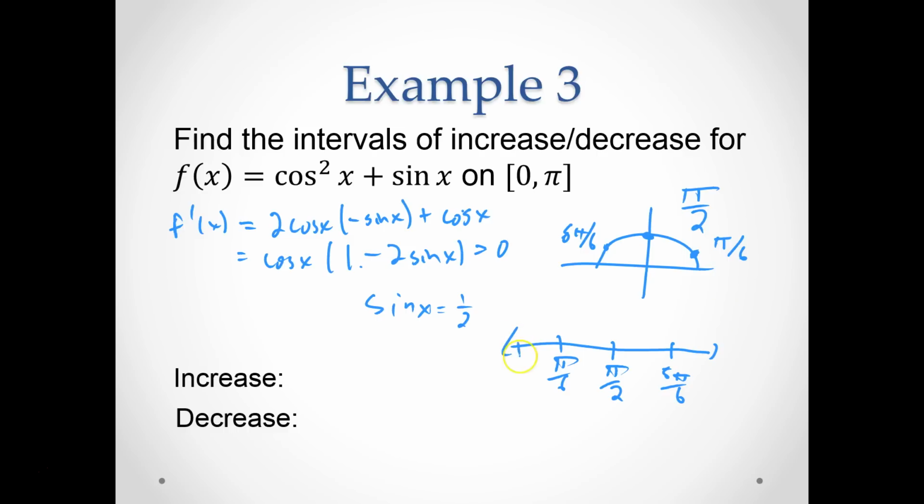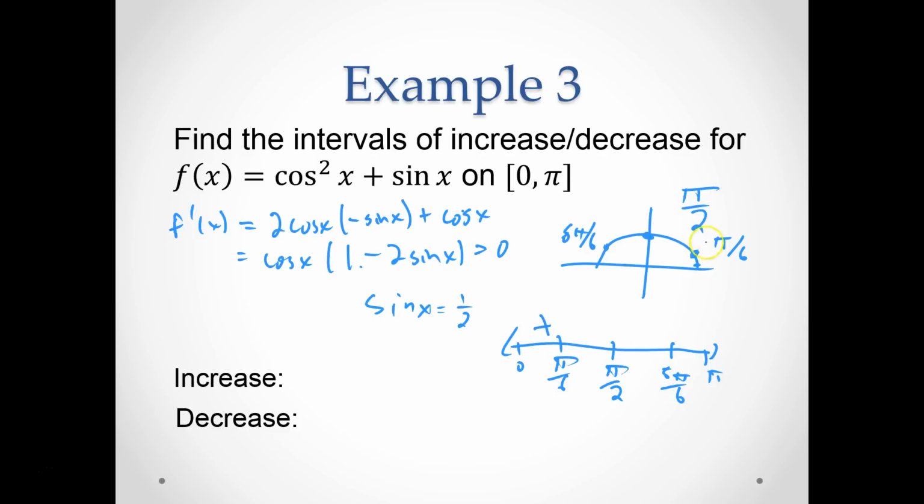So we start at 0 and we end at pi, so we have to check all those intervals in between. So between 0 and pi over 6, well, cosine x is definitely positive over there. And 1 minus 2 sine x, well, sine x is going to be less than 1/2. And something less than 1/2, like let's say wherever sine x is 1/4, somewhere down here. So if sine x is 1/4, I'm going to be doing 1 minus 1/2 then. That's going to be positive. So a positive multiplied by a positive, we definitely have a positive there.